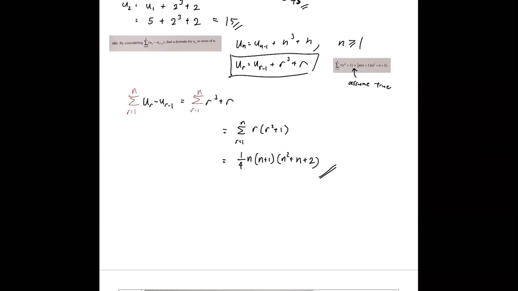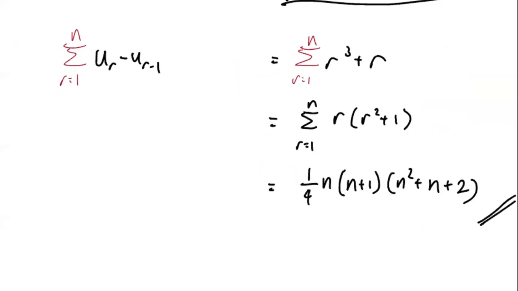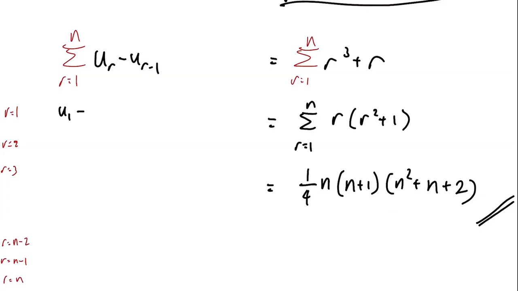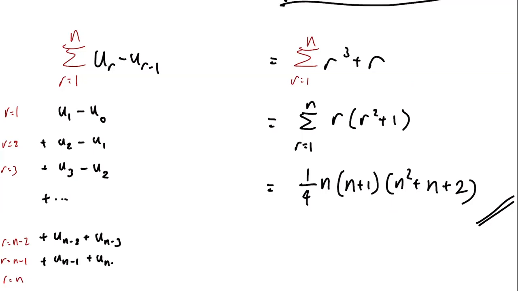Maybe I'll just bring this over to the far right side so I have more space. Take the summation of this guy, u_r minus u_{r-1}, sub in all the values of r. So let's just replace r with 1, r with 2, r with 3, then r with n minus 2, r with n minus 1, then finally r with n. We'll see what we get. u1 minus u0 plus u2 minus u1 plus u3 minus u2 plus dot dot dot plus u_{n-2} minus u_{n-3} plus u_{n-1} minus u_{n-2} plus u_n minus u_{n-1}.